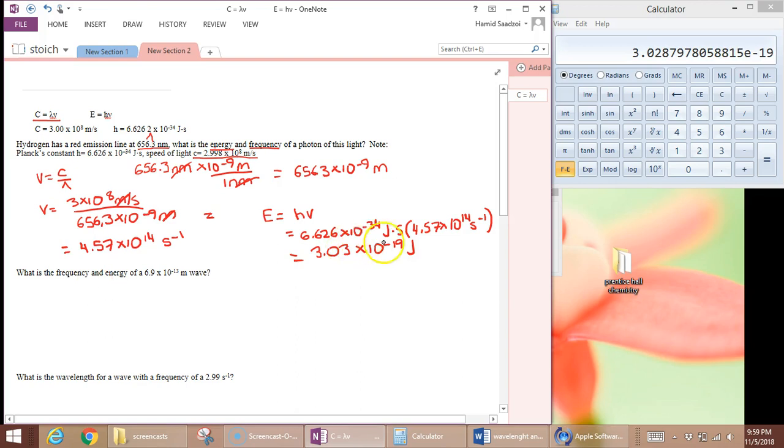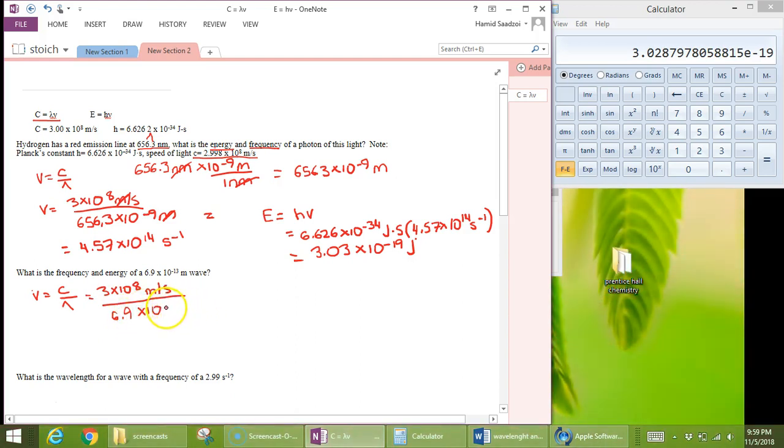Same concept, now we have a much smaller wavelength down here. So we're going to take the same approach. Remember, this is actually already in meters, so it makes our life a little bit easier. So v is equal to c over lambda. So 3 times 10 to the 8 meters per second divided by 6.9 times 10 to the negative 13 meters.